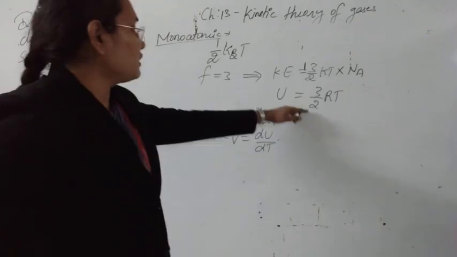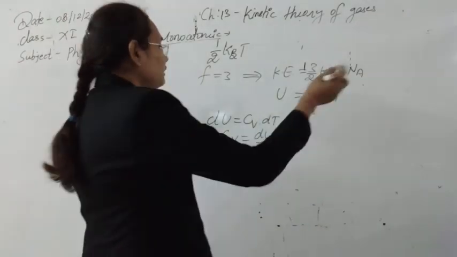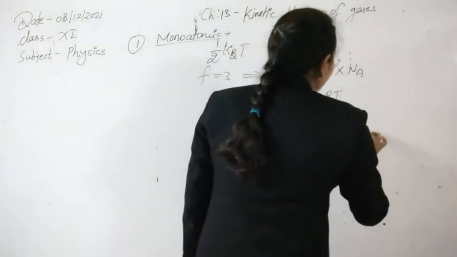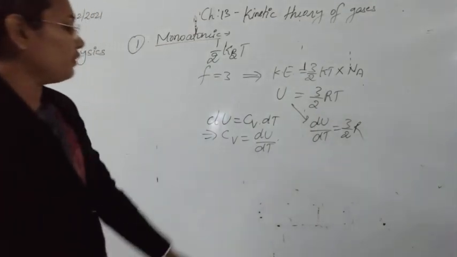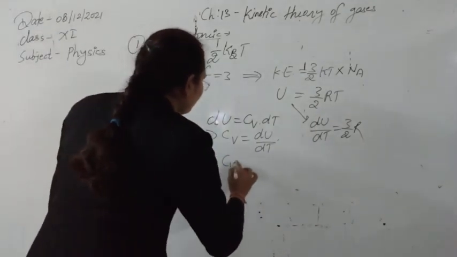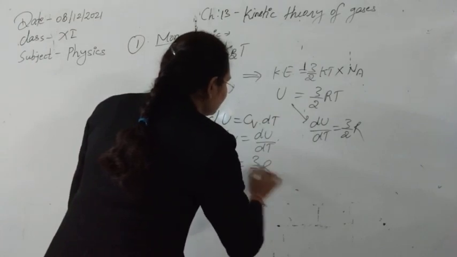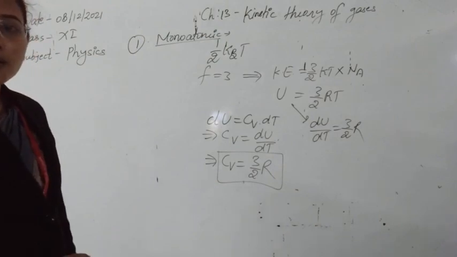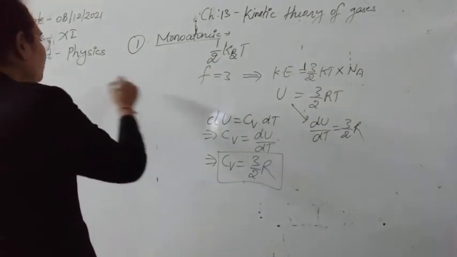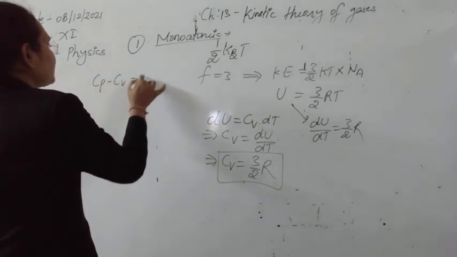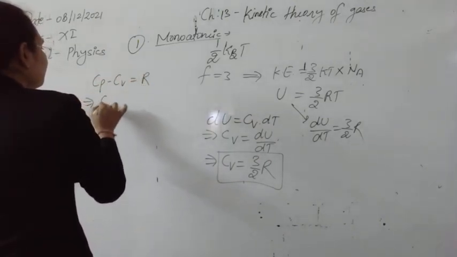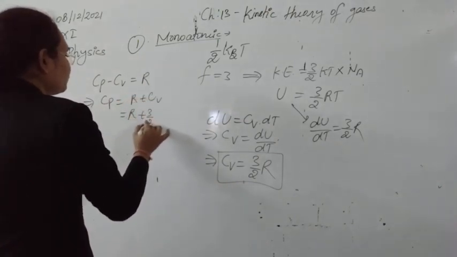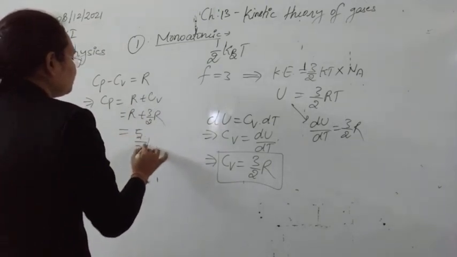Now you can differentiate this equation with respect to T. If you differentiate, dU by dT will obviously be 3/2 R. So we can now write the value of Cv, which is 3/2 R. Easily we can calculate this using the law of equipartition of energy. Also, by using Mayer's formula, Cp minus Cv is equal to R, we can calculate Cp, which is R plus Cv. Cv is 3/2 R, so Cp will be 5/2 R.